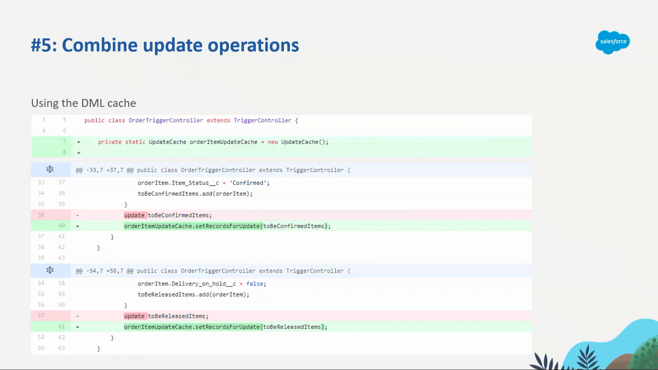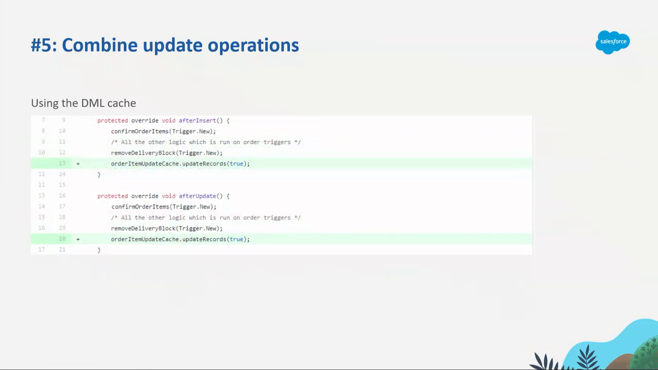And then when we want to utilize the DML cache or the update cache, we replace the actual DML operations that we had. We replace them with the calls to this cache. So we push the records that are going to be updated to this cache, and then when all the feature methods have been run, then we run the actual DML operation via this function call. So this will help us in reducing the DML statement count.